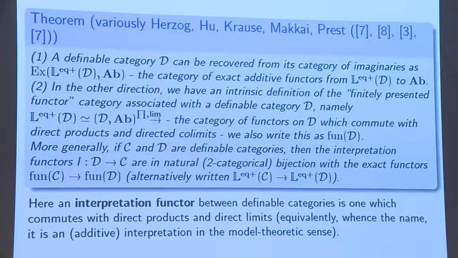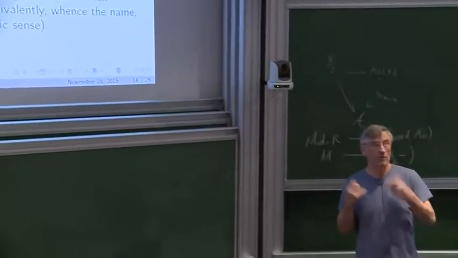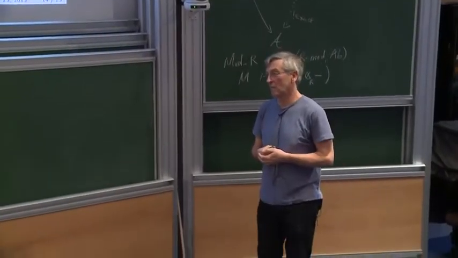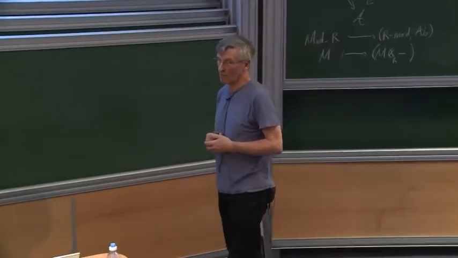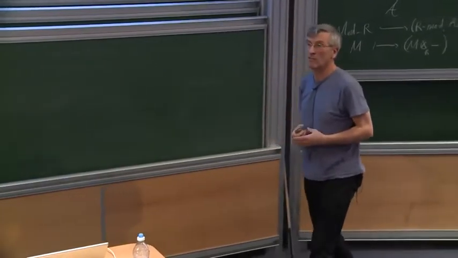These do include locally finitely presented additive categories. It includes finitely accessible, more generally, finitely accessible categories with products. All of those are definable categories. But there are also categories which are not finitely accessible included under the definable categories.